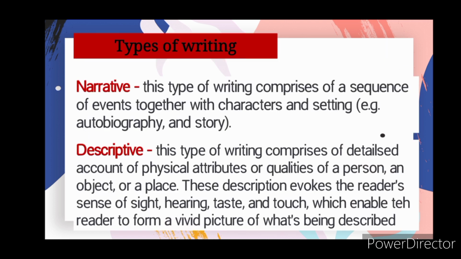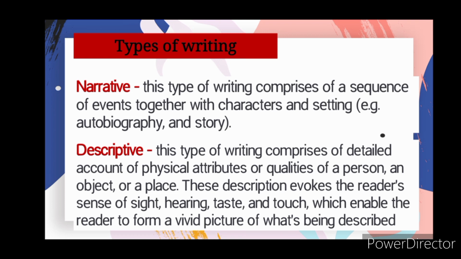Now we have the types of writing. The first is the narrative. This type of writing comprises of a sequence of events together with characters and setting. For example, autobiography and story. So the narrative writing tells a story in a sequence. It could be a fiction or non-fiction.